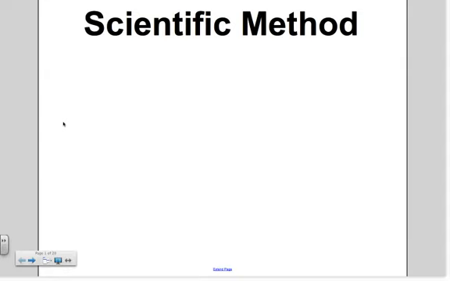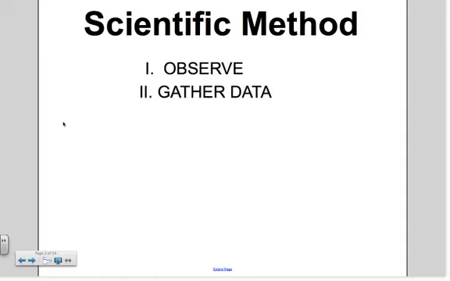The very first thing you're supposed to do is observe. Make observations. Use your senses and observe the situation. Number two, gather all those observations in some sort of data table. Gather your data. State the hypothesis.